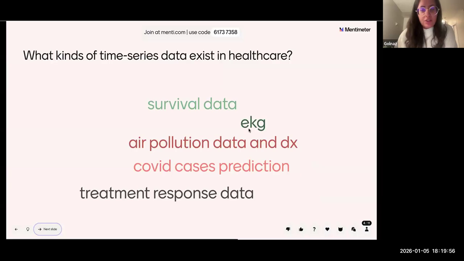Survival data, EKG, air pollution data, COVID cases, treatment responses. Yes. Yeah, they're very good examples.